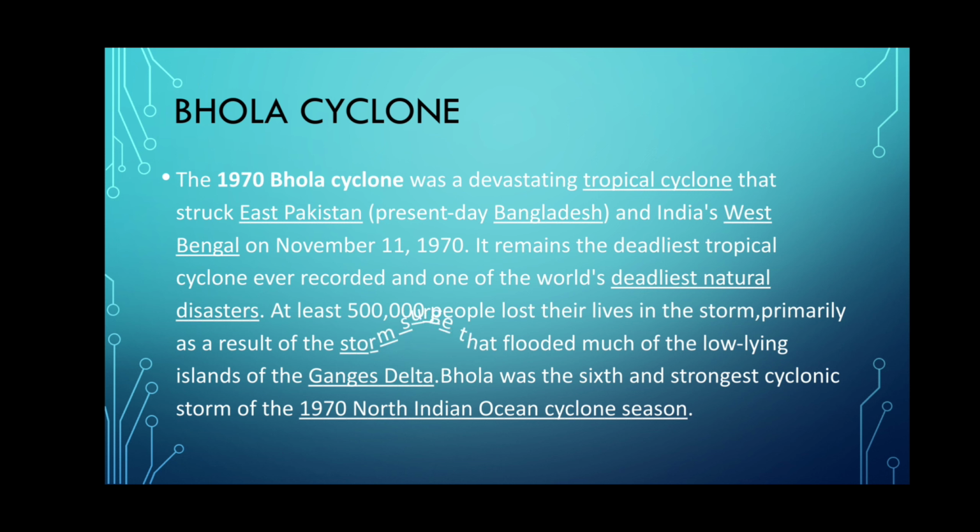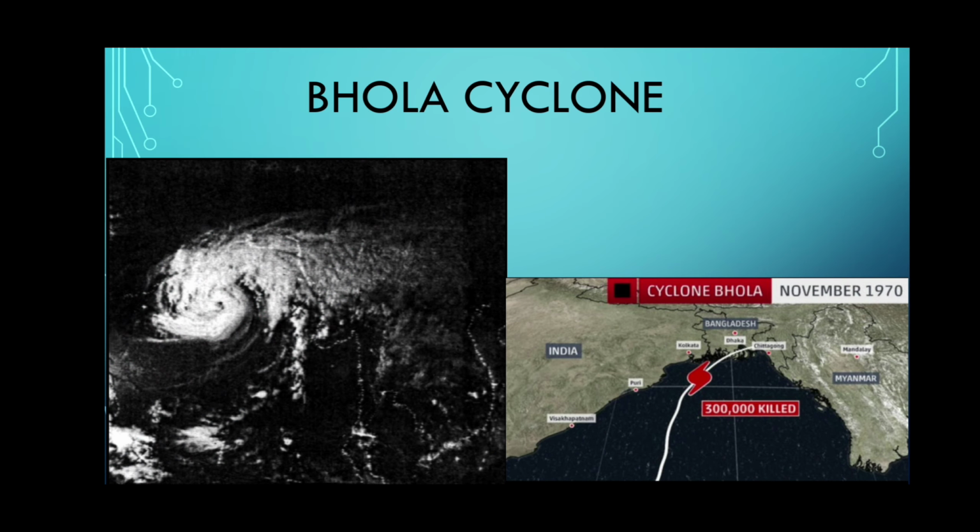At least 500,000 people lost their lives in the storm, primarily as a result of the storm surge that flooded much of the low-lying islands of the Ganges Delta. Bola was the sixth and strongest cyclonic storm of the 1970 North Indian Ocean cyclone season.